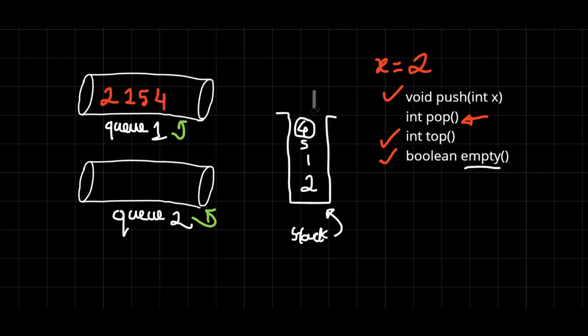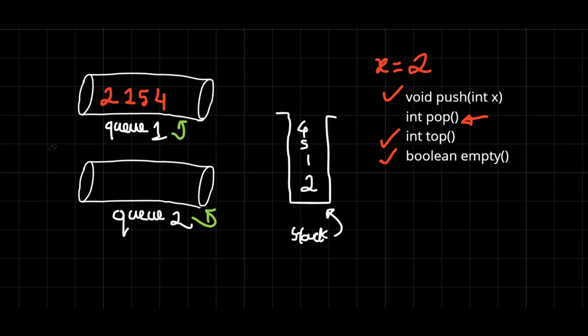We have to just check whether the element present in the Q1 is empty or not, or we can say whether the size of the Q1 is 0 or not. If the size of the Q1 is 0, that means we have to return true because the Q1 is empty. Otherwise, we have to simply return false.